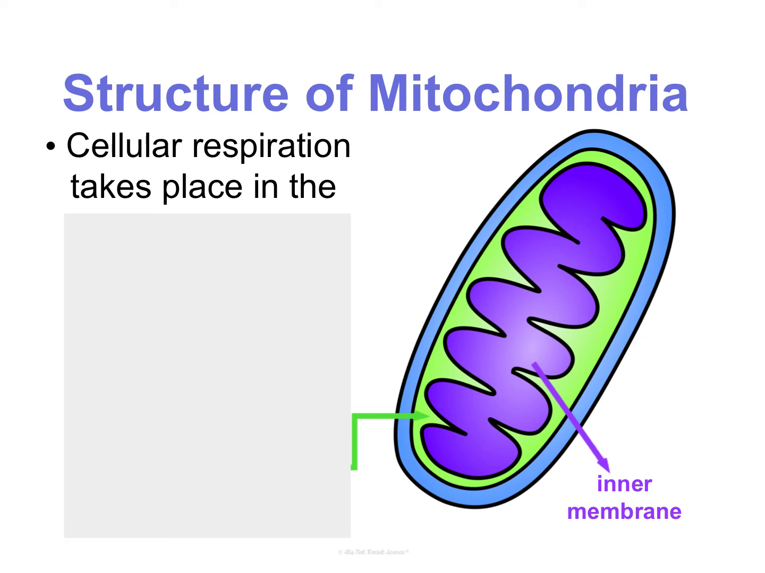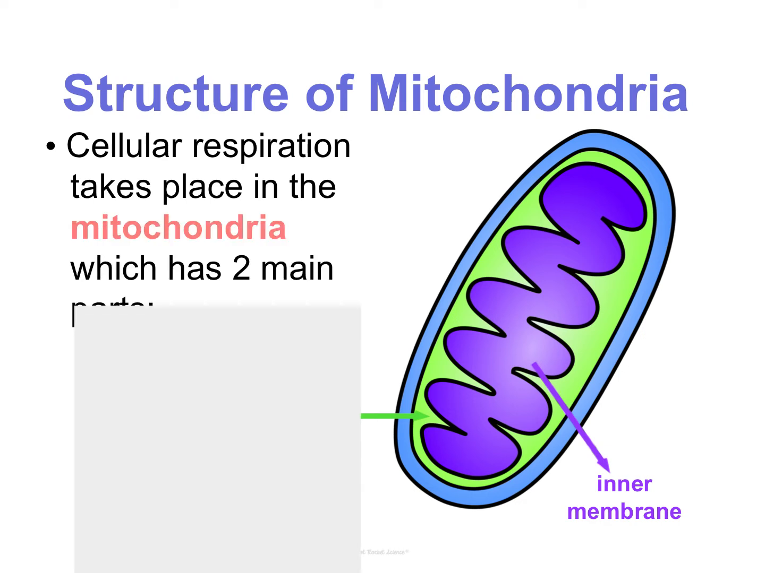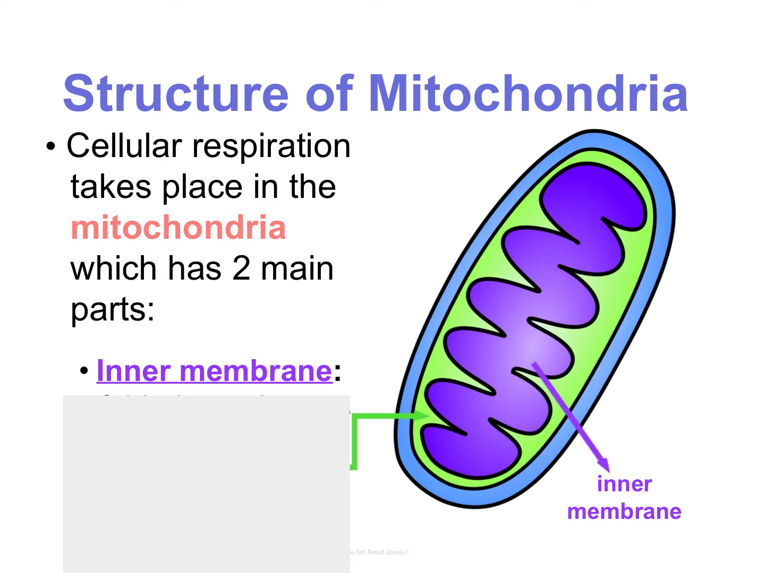So the structure of the mitochondria is very similar to that of the chloroplast, in the fact that it has these two internal structures. So the first structure of the mitochondria is the inner membrane, which is just a bunch of folded membrane. So it's this kind of worm or a snake inside of the mitochondria, and it's just another membrane that's been all folded up and packed inside.